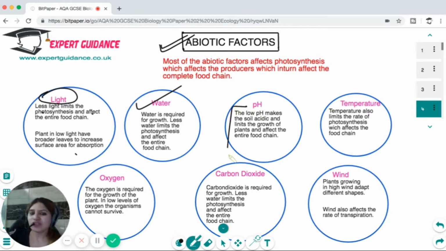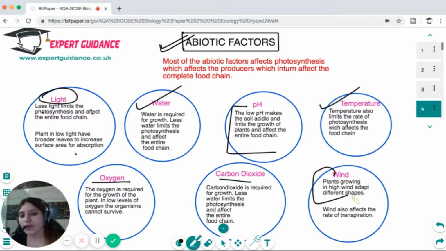Again, pH can make the soil too acidic, which can limit the growth of the plant and can affect the food chain. Temperature can denature the enzyme and limit photosynthesis, which can affect the entire food chain. Oxygen limits growth as it is required for respiration. Carbon dioxide is required for photosynthesis, and plants growing in high wind will have different shapes. Wind will affect the rate of transpiration and the rate of absorption of water, which will in turn affect the entire food chain. So all these abiotic factors are interconnected with each other.